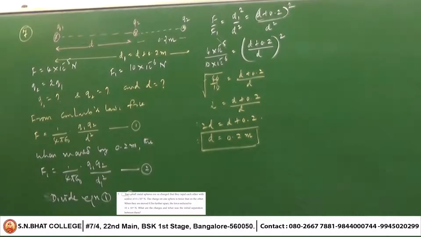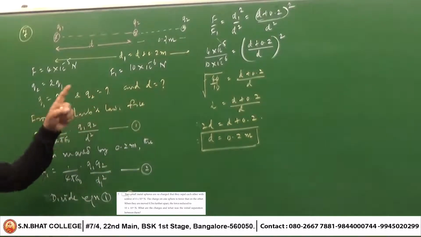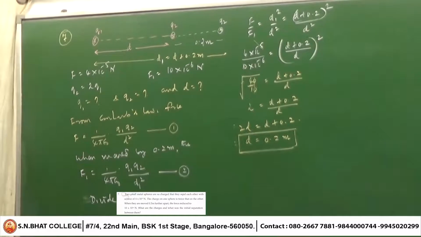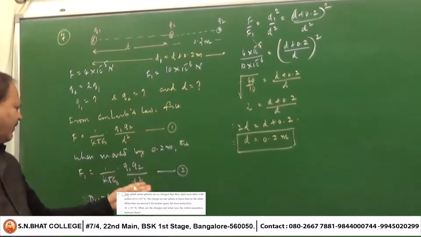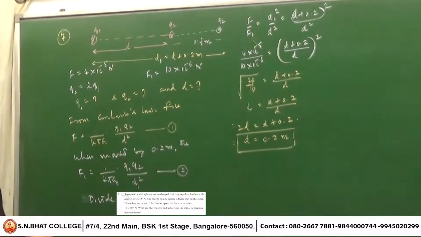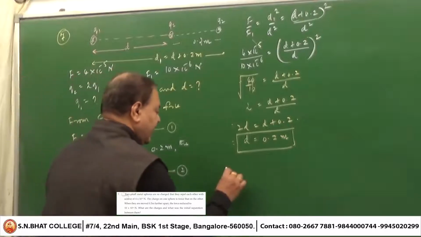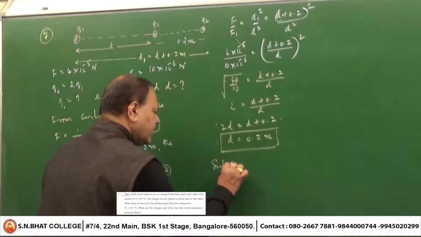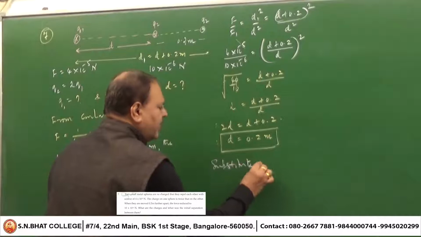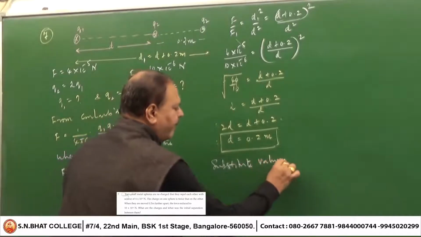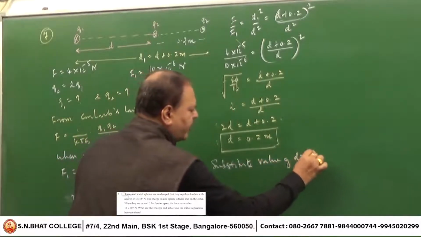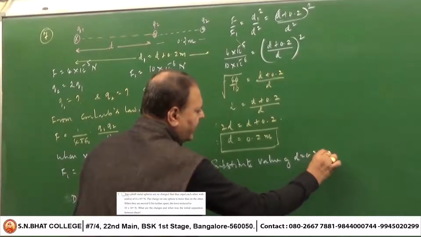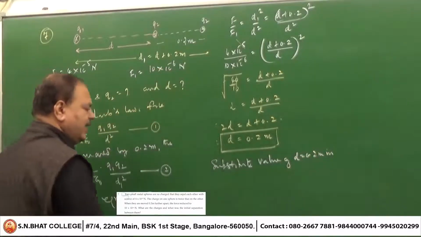Okay, now what do you have to calculate? You have to calculate Q1 and Q2. Substitute this value of D in any one of the equations, either equation 1 or equation 2. Therefore, substitute the value of D is equal to 0.2 meter in equation 1.